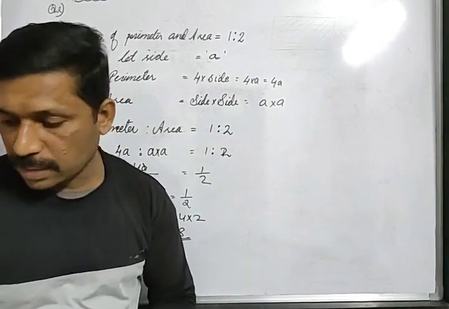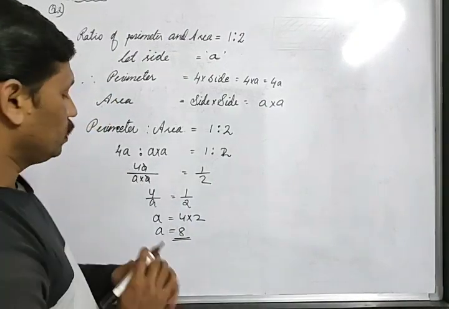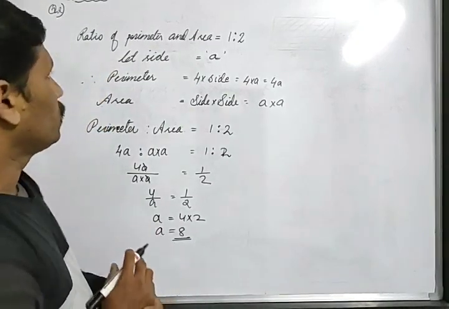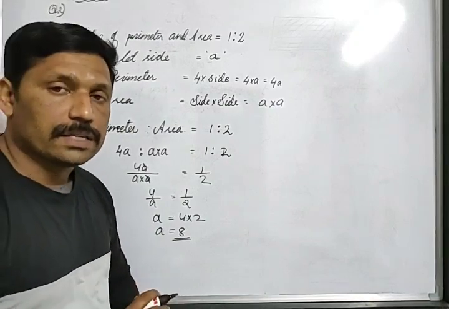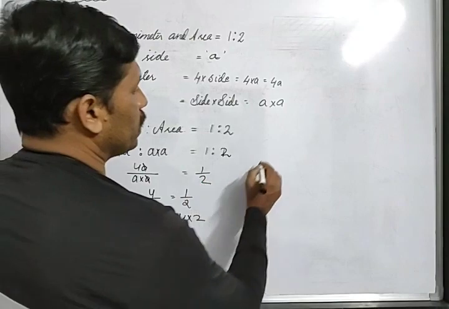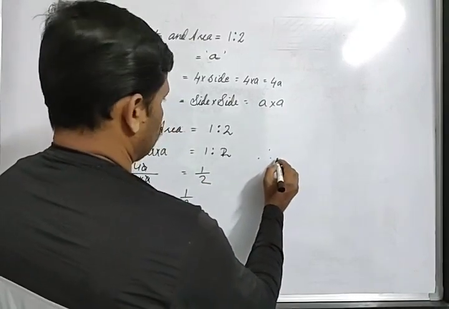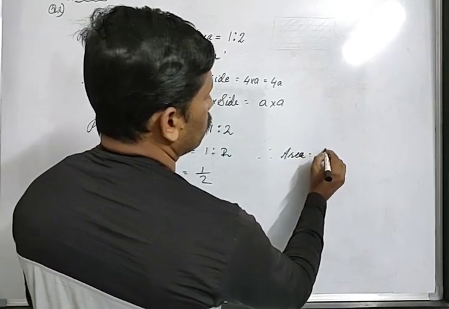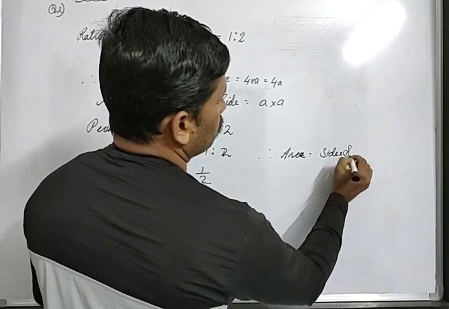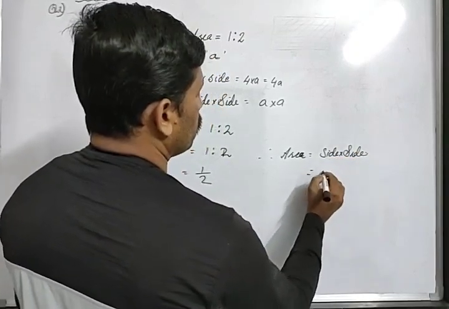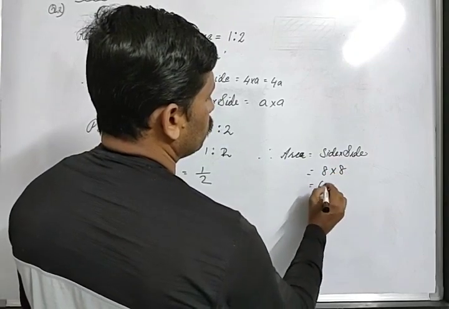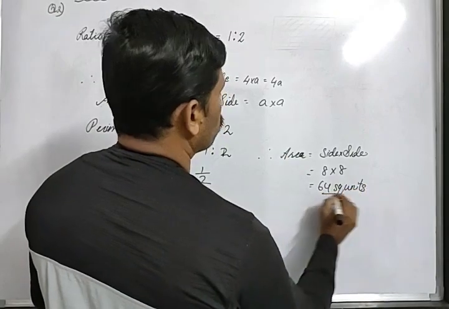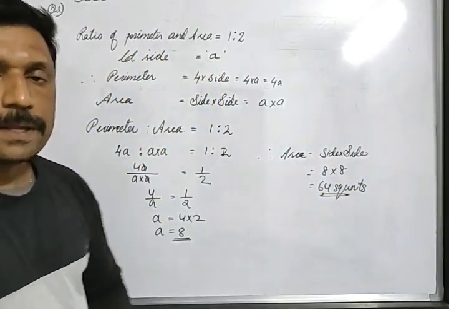Whether it is centimeter or meter, it is not given. So 8 units is the side of that square. We are asked to find out the area. Therefore area is equal to side into side. Side we already got, 8 into 8, that is equal to 64 square unit. 64 square unit is the area of that square.